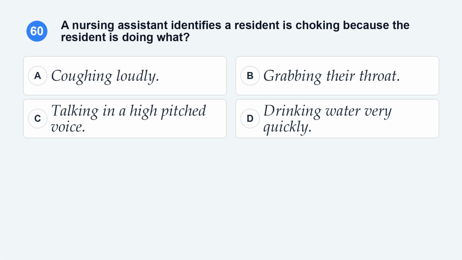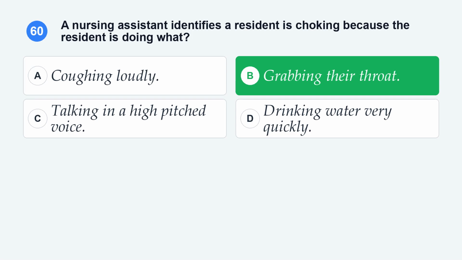Question 60. A nursing assistant identifies a resident as choking because the resident is doing what? Option A, coughing loudly. Option B, grabbing their throat. Option C, talking in a high-pitched voice. Option D, drinking water very quickly.